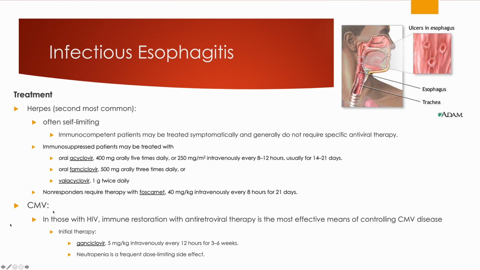CMV is also a virus. Especially in HIV, we have to get the patient back on their antiretroviral therapy. We have to get their CD4 count back up to help control CMV and help prevent it from happening. But for treating CMV on its own, ganciclovir is the one we're going to be using. There are other treatments for CMV, but that's the first line therapy, and that's the one that I'd like you to remember.